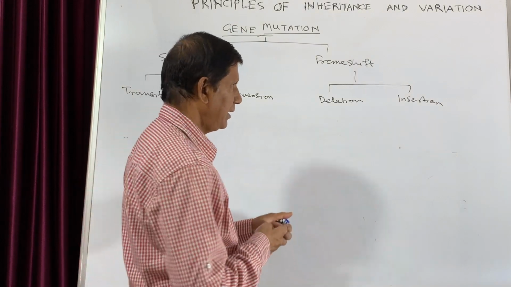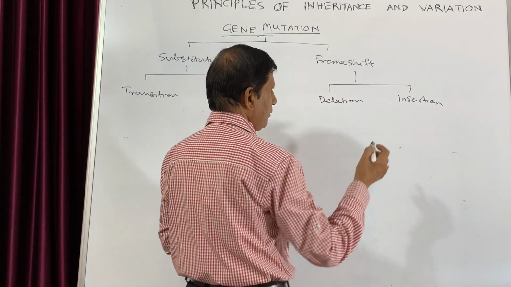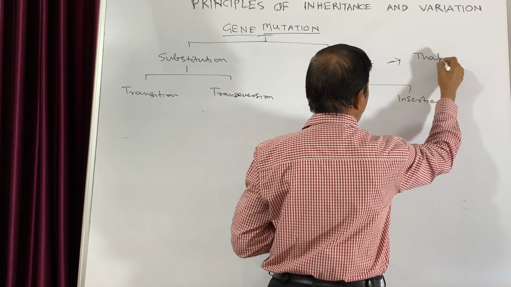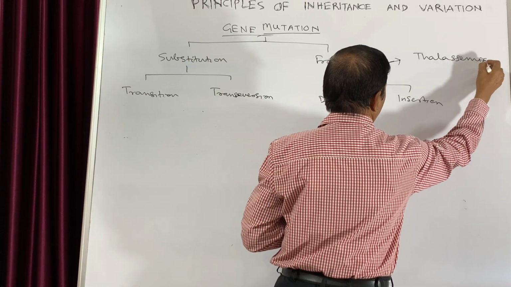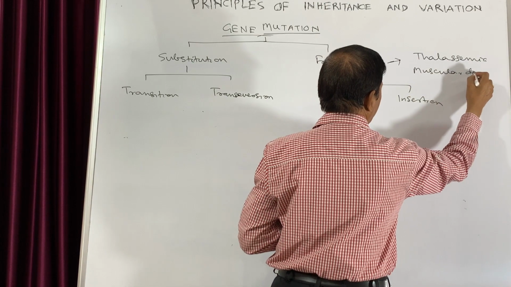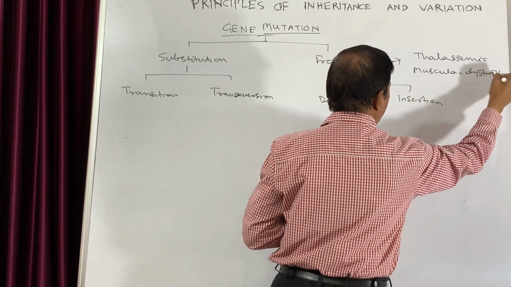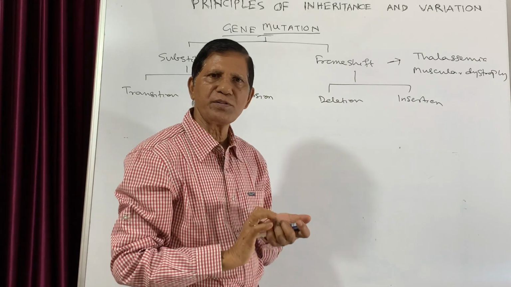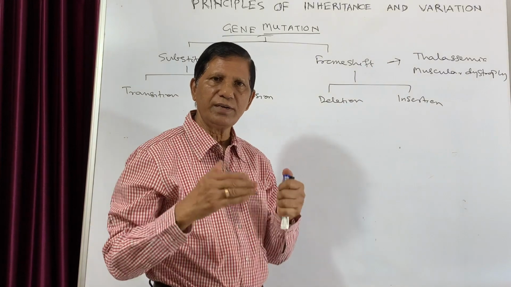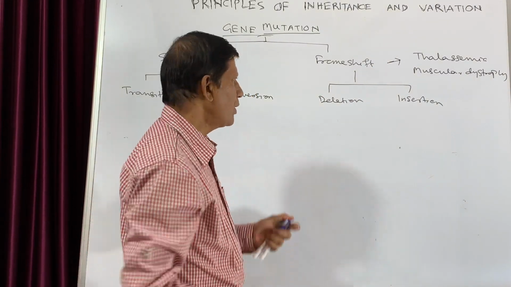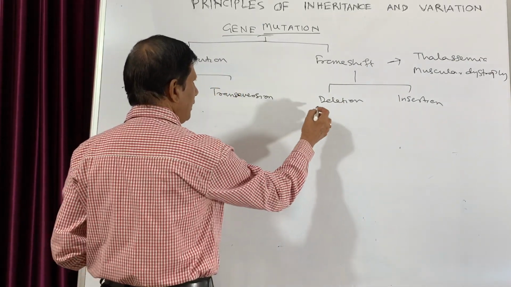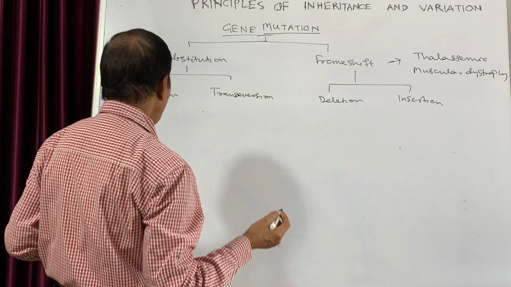And the frameshift mutation is usually responsible for thalassemia and muscular dystrophy. So these are all serious diseases caused due to frameshift mutation. That is why I have already told you that frameshift mutation is more dangerous than the substitution mutation. So how the whole thing happens, let us see. Now let us discuss the deletion. Now in case of deletion, what will happen?